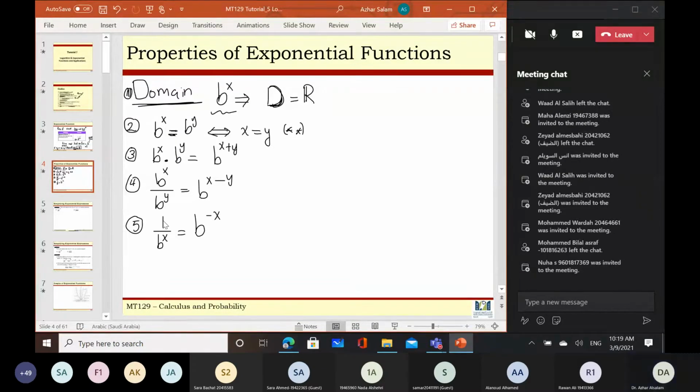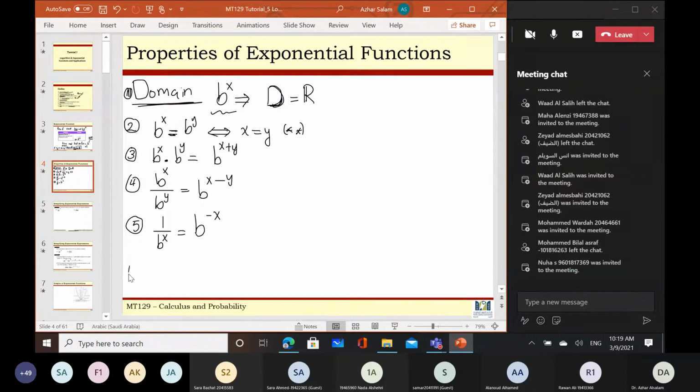So here, whenever I see 1 divided by b to the power x, I can write it like this to simplify or to make a calculation or simplification. Okay.